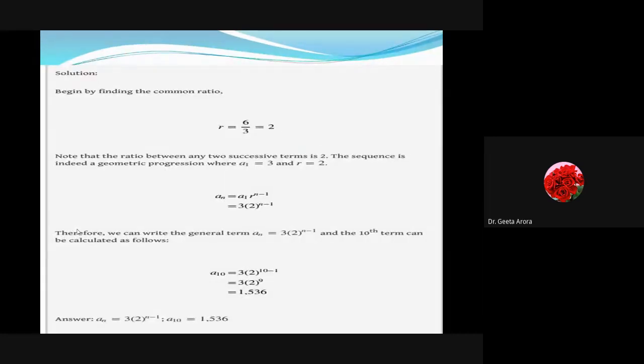If we summarize what we have learned, in the arithmetic sequence, an can be written as a1 plus n minus 1 times d. To write down the general term, it is the initial term a1 plus n minus 1 times d. You can verify the formulas if you have made a summary sheet. And similarly for the geometric sequence, an is equal to a1 times r raised to the power n minus 1, where d is the common difference and r is the common ratio.